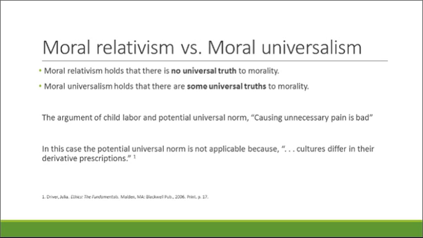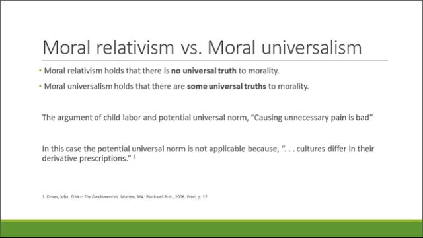As an example, Julia Driver mentions that, quote, one candidate for a universal norm would be something like, causing unnecessary pain is bad. In one culture, child labor is permissible, and in another it is not, end quote. Western cultures such as America generally perceive practices such as child labor to be impermissible and immoral. However, in an Eastern culture like China, child labor is permissible. Driver states that, quote, this would be explained by saying that either one culture is just mistaken about the permissibility of child labor, or the different cultures are faced with different circumstances, and in one culture, child labor is unnecessary to family survival, whereas in another culture, it is necessary to family survival.